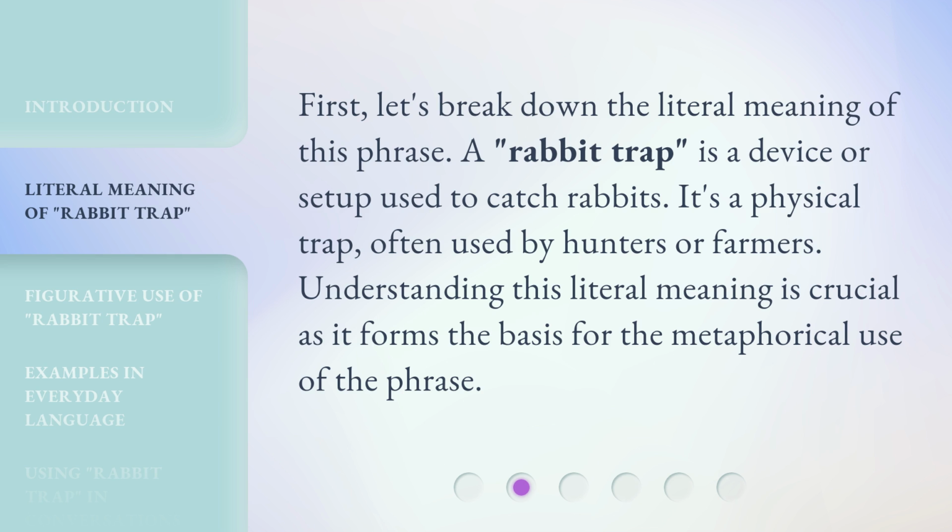First, let's break down the literal meaning of this phrase. A rabbit trap is a device or setup used to catch rabbits. It's a physical trap, often used by hunters or farmers. Understanding this literal meaning is crucial as it forms the basis for the metaphorical use of the phrase.